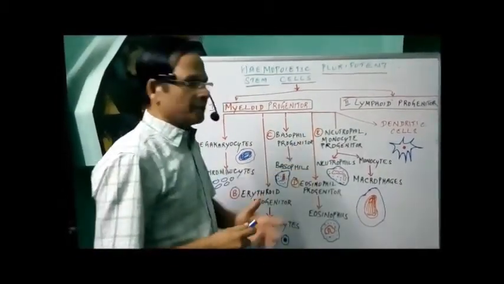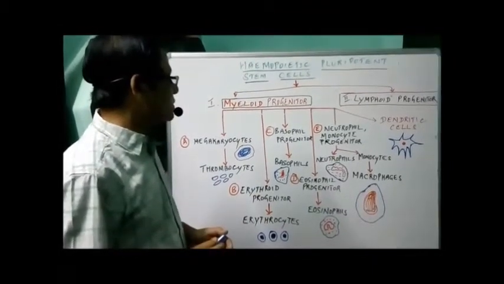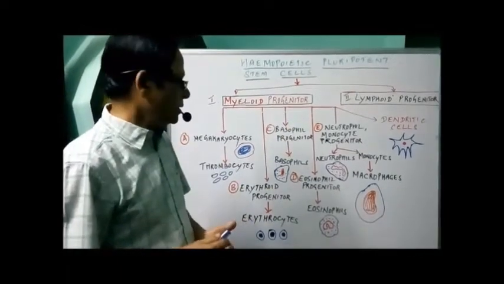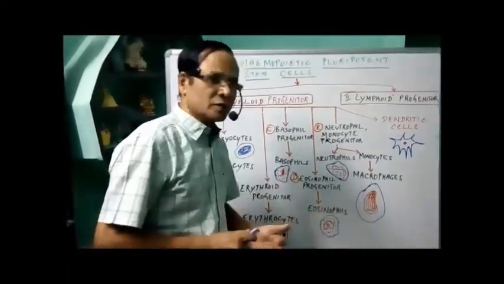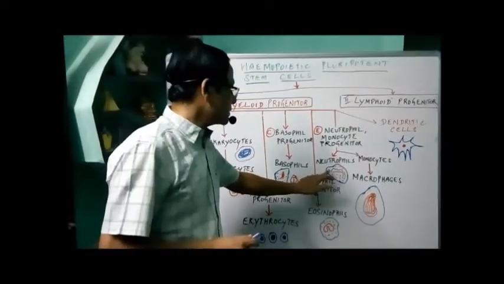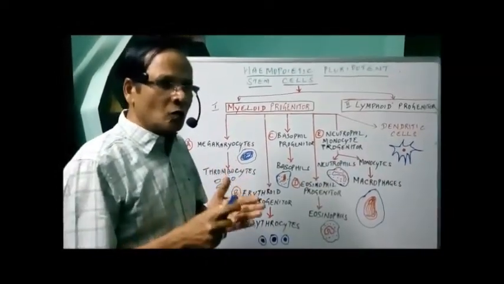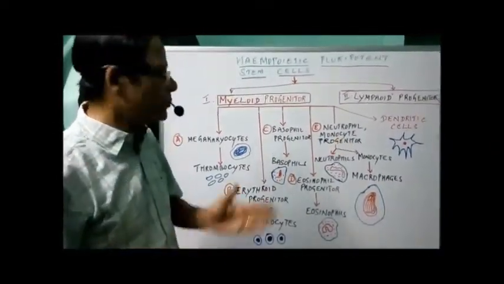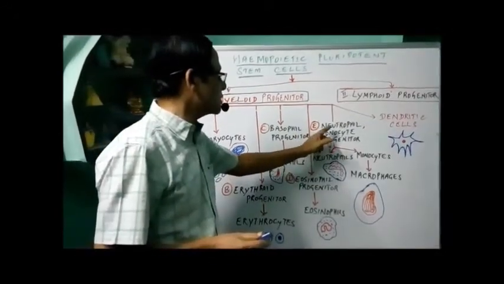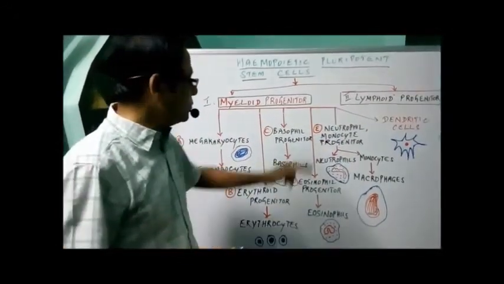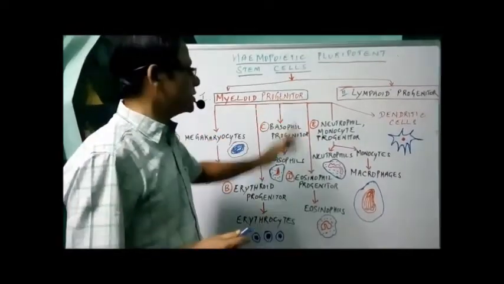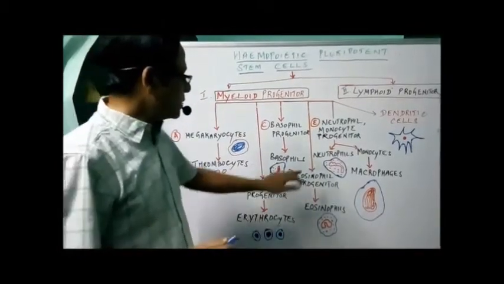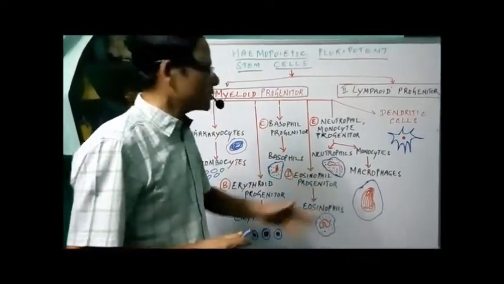Now coming to the fifth type. There is one common progenitor for both the monocyte and the neutrophil, another granulocyte. The monocyte is an agranulocyte and the neutrophil is a granulocyte. But both cells are derived from one common stem cell, called the neutrophil monocyte progenitor, which is nothing but a part of myeloid progenitor. From this neutrophil monocyte progenitor, we have the formation of neutrophils, nothing but the granulocyte.